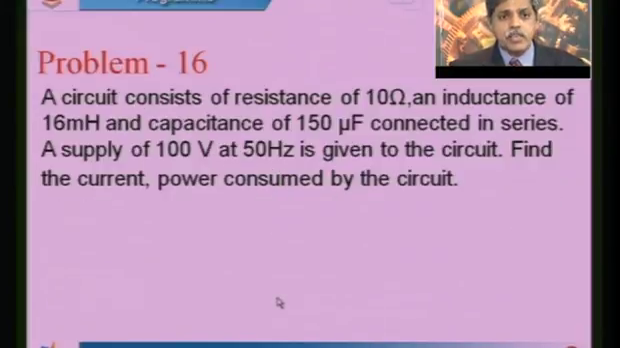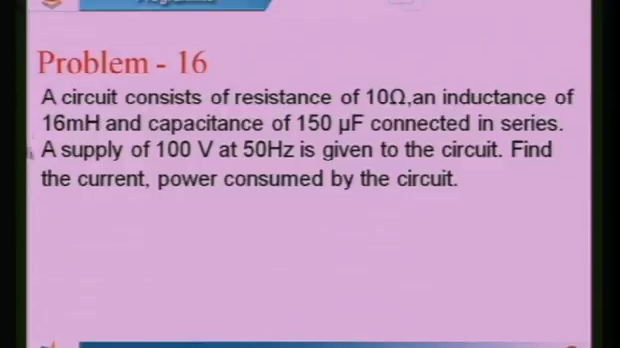Now as I told you, I will be stopping this session at this problem, and from the next session onwards I will be doing 3-phase AC circuits. At the end of the 3-phase AC circuits I will be continuing with these problems.